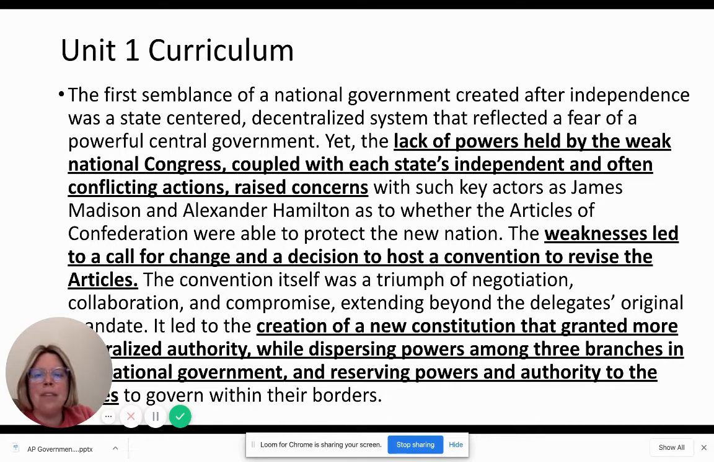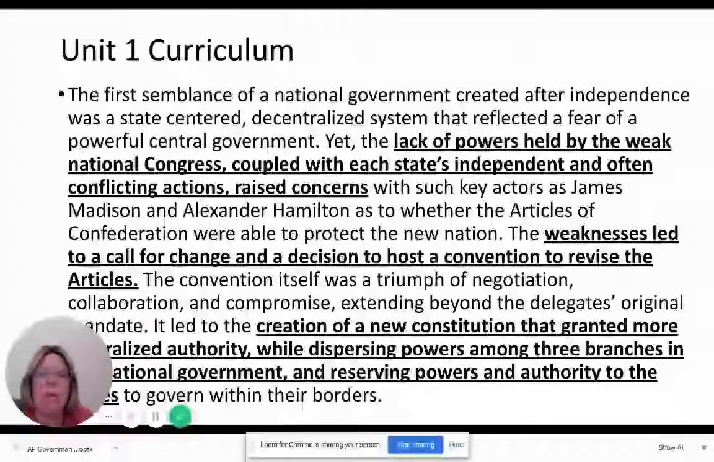So for that, it's basically saying that there were concerns because the central government was too weak. Especially Shays' Rebellion. They don't mention that specifically in here, but they do in the curriculum later on. So basically them saying, you've got a weak Congress and states that are fighting with each other, and that's going to lead to problems. And so we should probably create a better system for that. The weaknesses led to a call for change and a decision to host a convention to revise the articles.